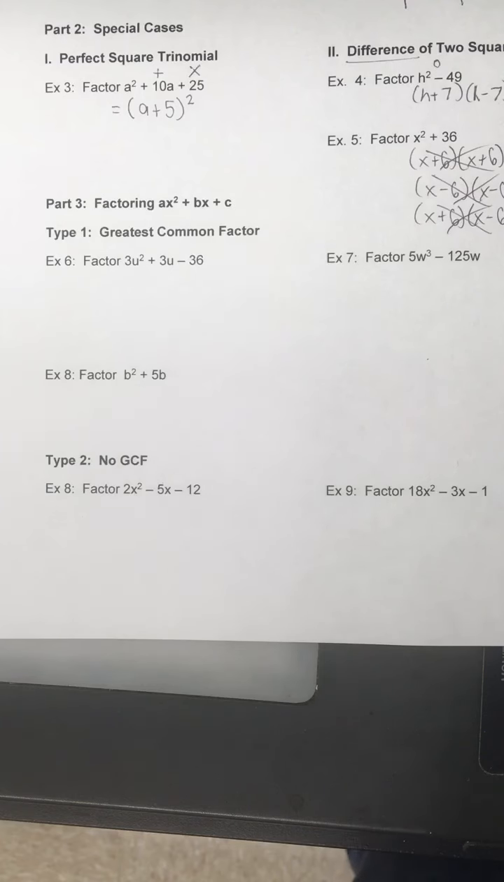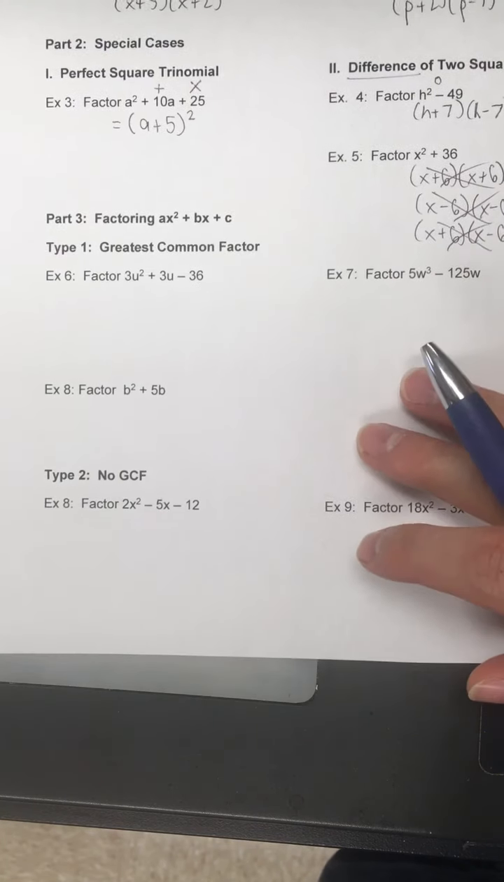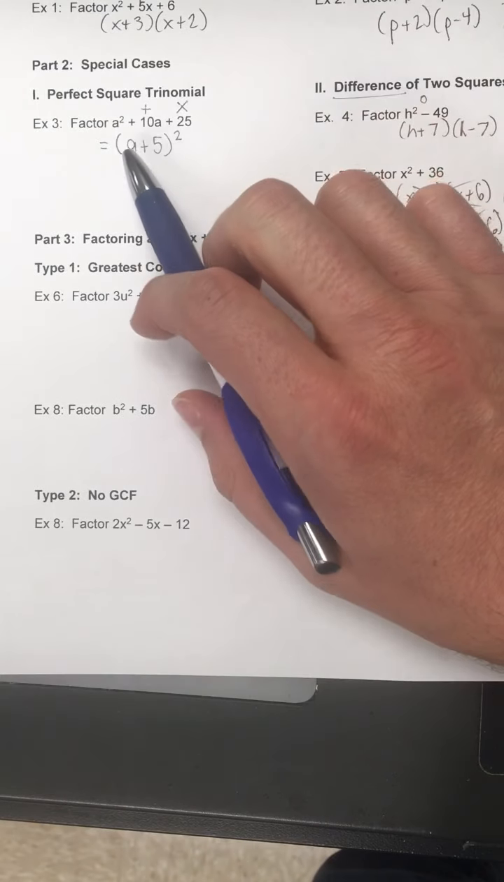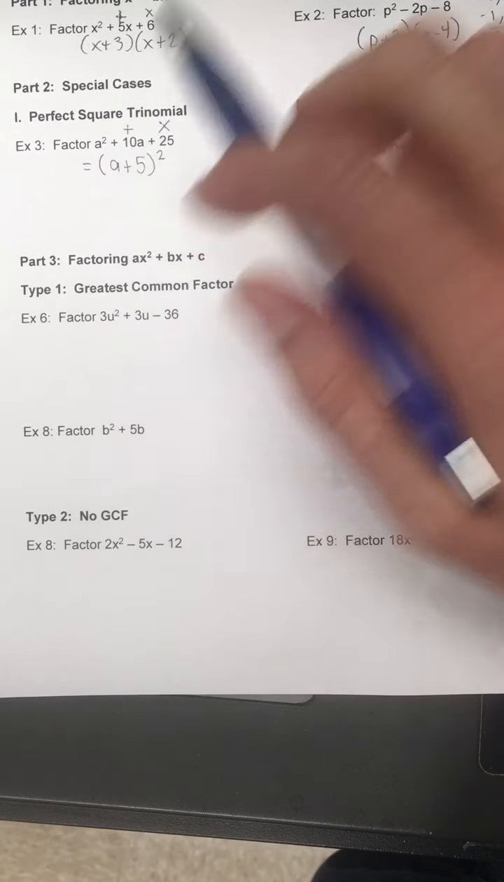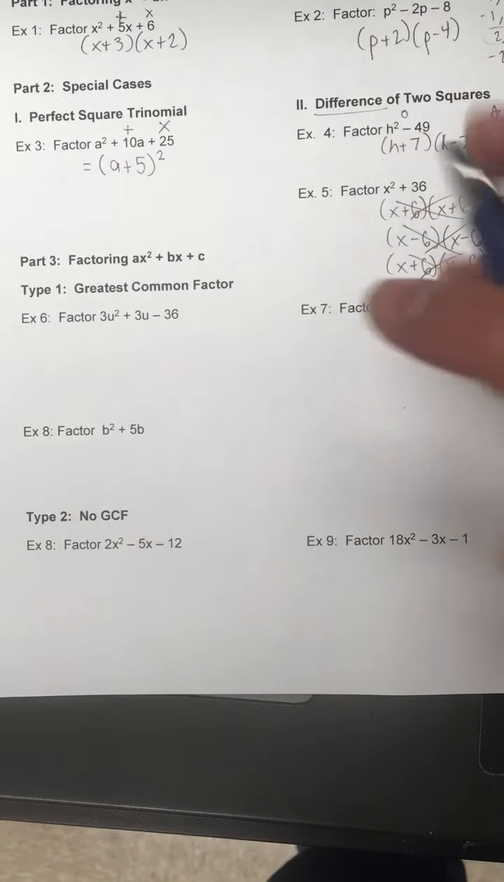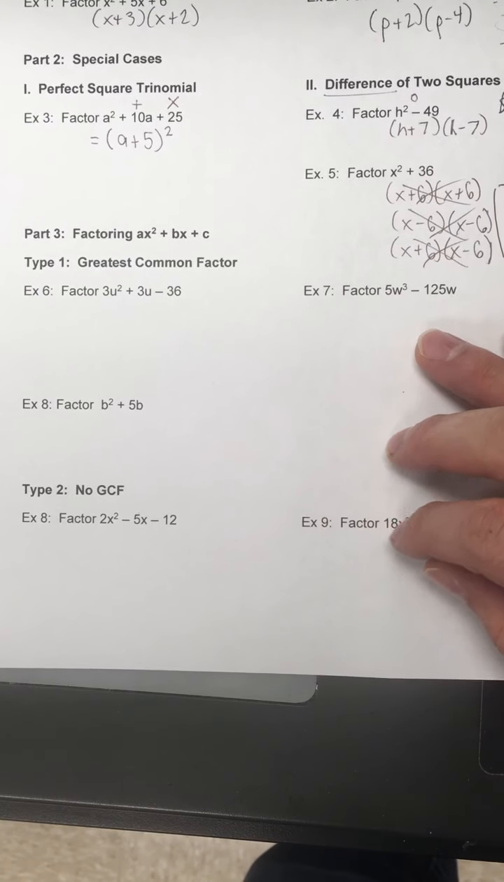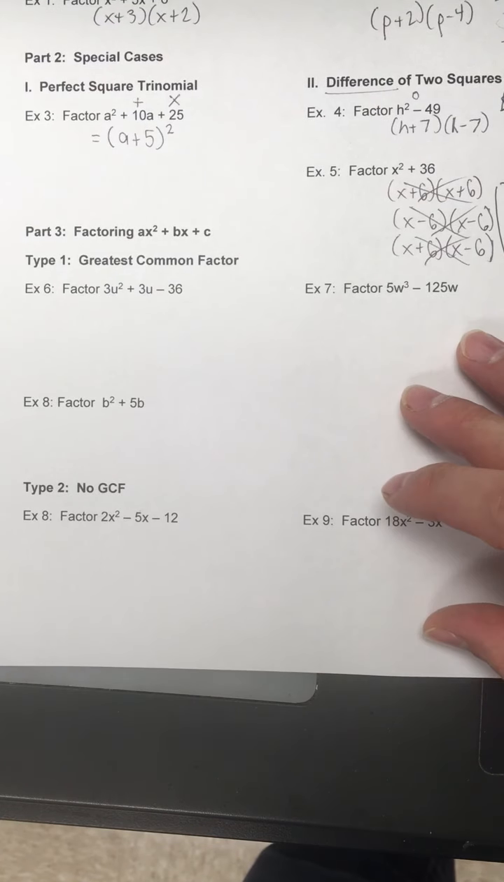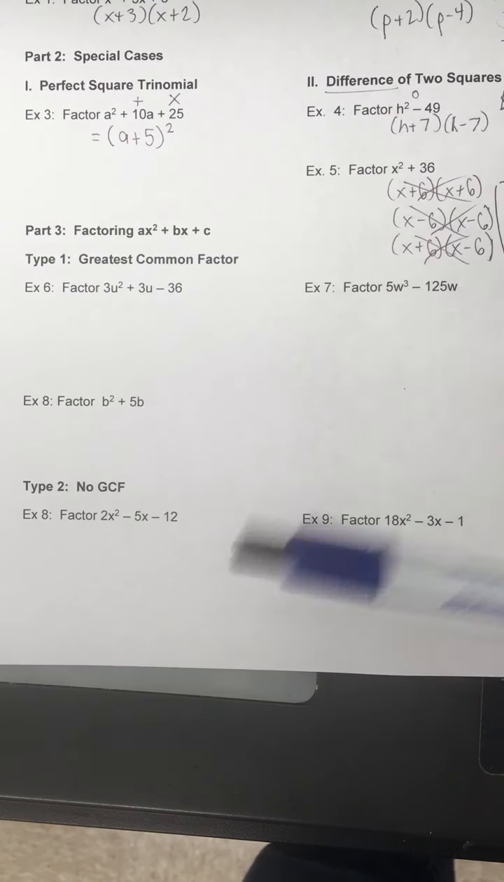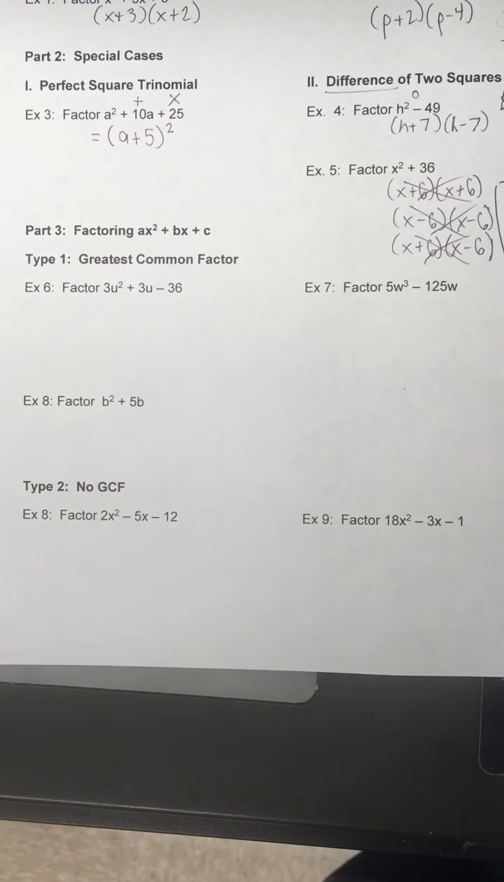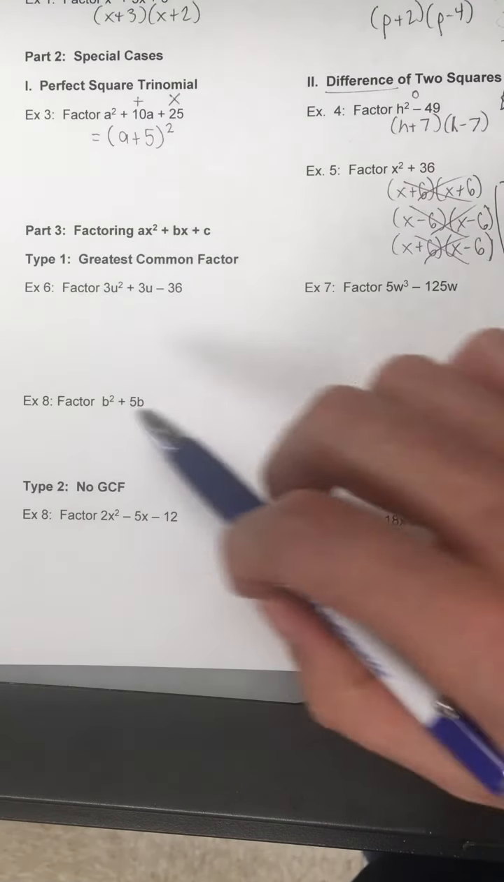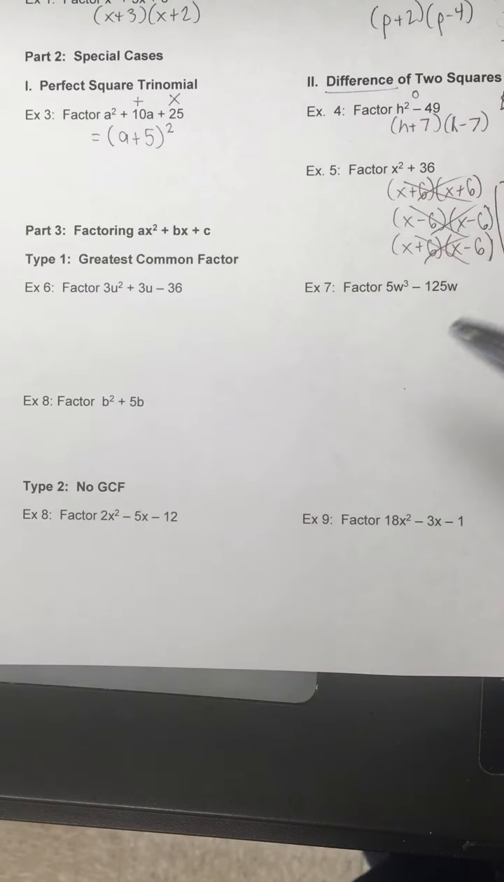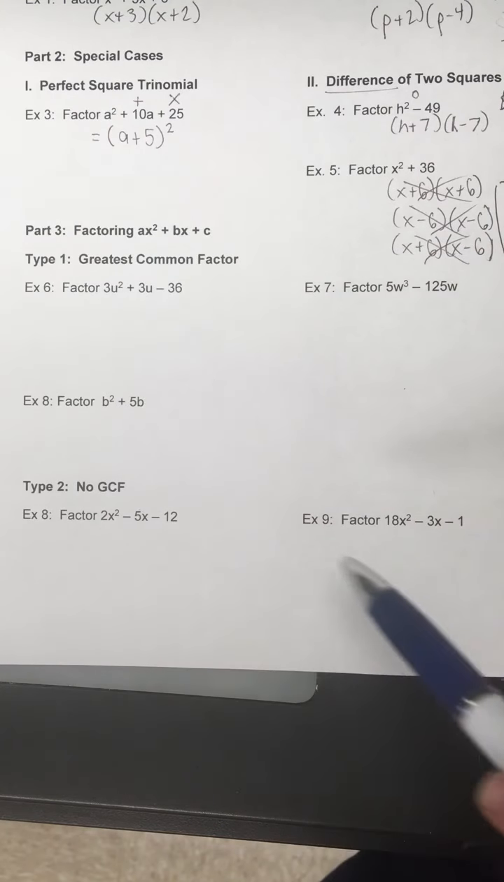Now the last type of factoring we need to look at. You notice almost every problem we've done today has started with what? x squared or a squared, just some variable squared. What happens if you have a number in front of the x squared? ax squared plus bx plus c. Well, there's two types of those problems, type 1 and type 2. We're going to look at just this first one right now. We call this the greatest common factor. The second one we'll save for a later day.